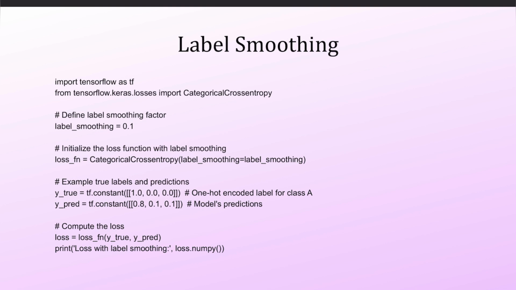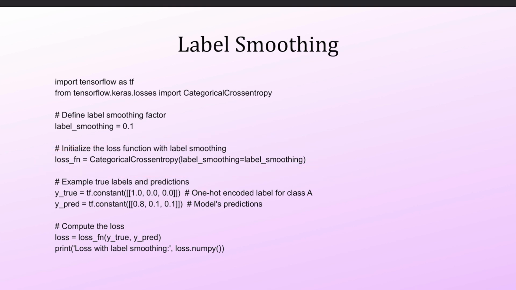Label smoothing is implemented as a part of the loss function itself in almost all the frameworks, whether it is TensorFlow or PyTorch. The categorical cross entropy, the cross entropy loss itself, has a label smoothing parameter. You just need to provide this alpha parameter here and it automatically applies the smoothing to the labels while doing the loss calculation.